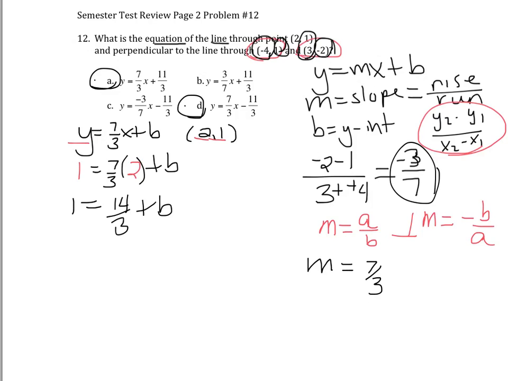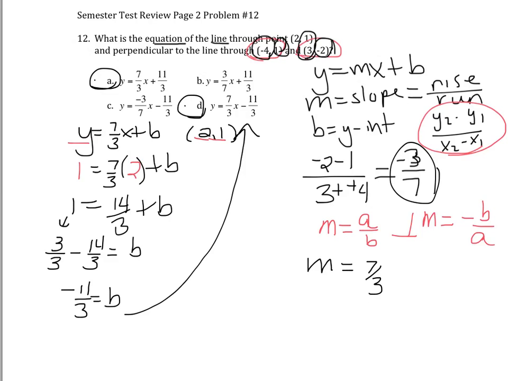But in order to subtract 14/3 from 1, I'm going to change the 1 to 3/3. So the 1 goes to 3/3. I minus 14/3 from the left side. If I subtract it from the right side, it reduces to 0, equals b. So I know that my b is going to equal 3 minus 14, or negative 11/3. Now that I have that answer, I know that my answer for this problem has to be D. So the final equation is y equals 7/3 x minus 11/3.